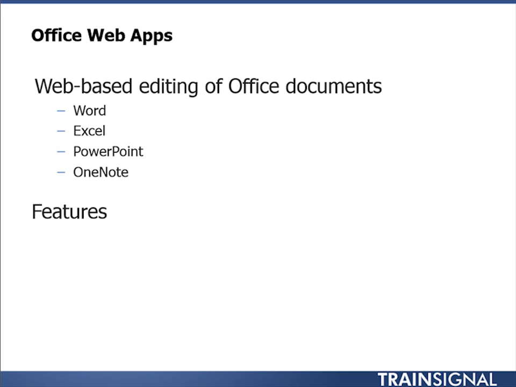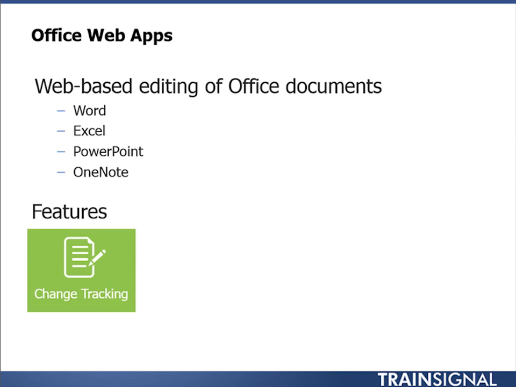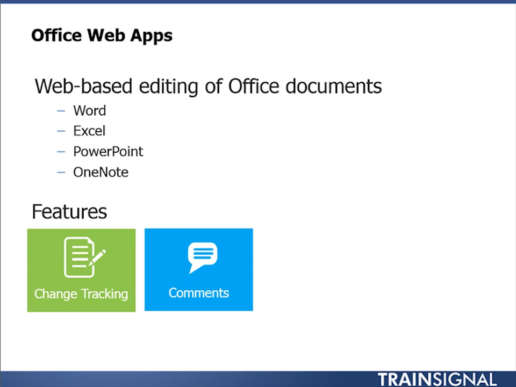Some of the cool features that come along with Office web apps include the ability to do change tracking. This is actually new to 2013. So I can enable change tracking through the browser, and be able to see that in my local Office document or through the browser as well. We have the ability to add in comments.